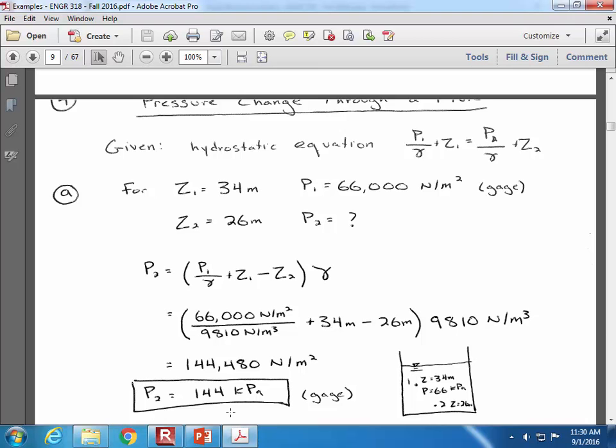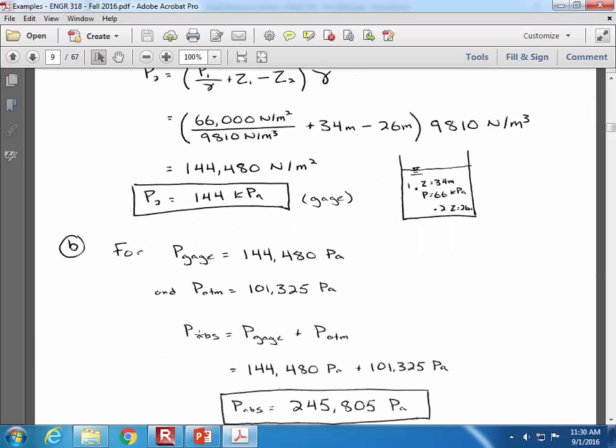And so here we have the gauge pressure. And to convert between gauge and absolute, we simply add the effects of the atmospheric pressure as well. So you take the gauge pressure, add atmospheric, and then that gives you absolute pressure.